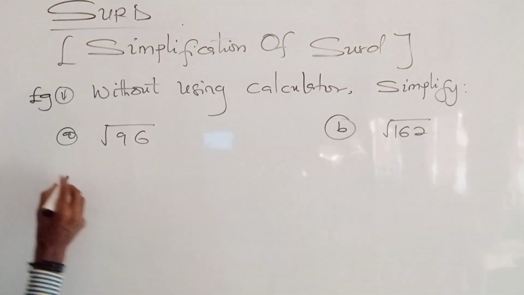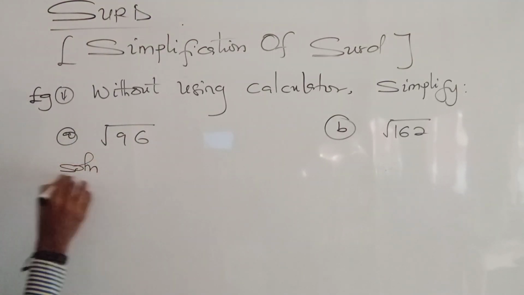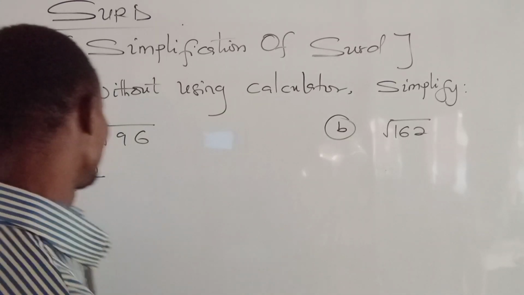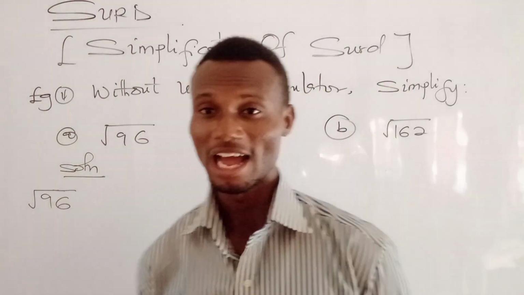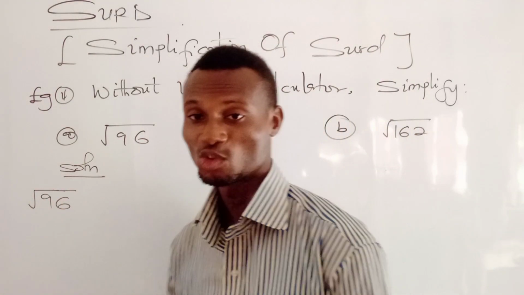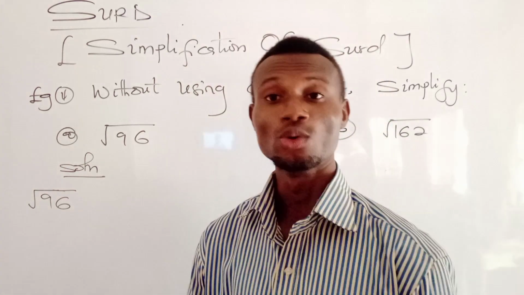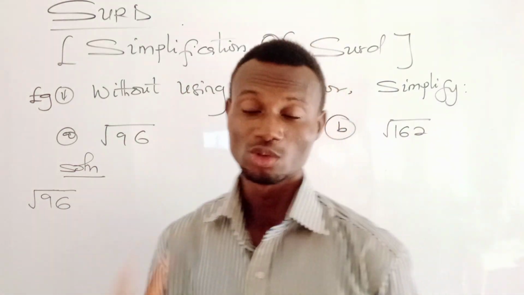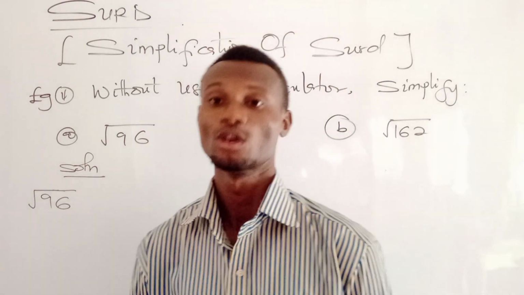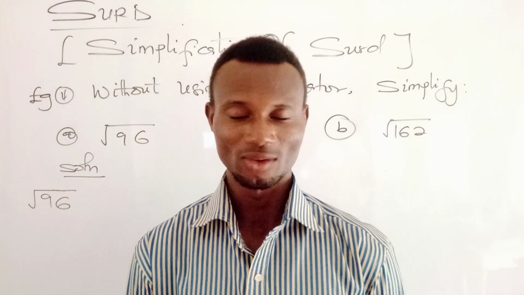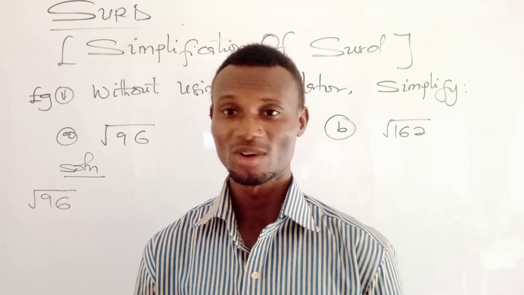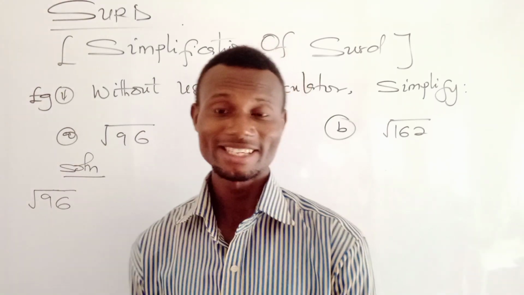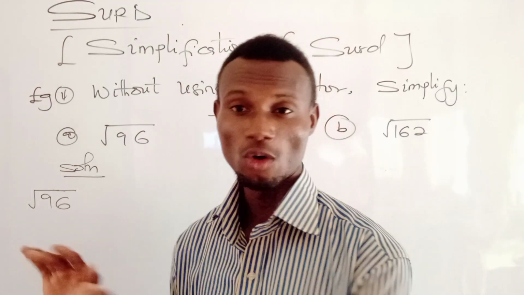So let me write my solution on the board. I have square root of 96. I'm to simplify this one, and in the previous videos I've explained to you that for you to simplify this one, the first step is that you look for two numbers that can multiply to give you back the 96. But those two numbers, one of them needs to be a perfect square. I hope you know what a perfect square is because I've explained it to you in the first video. So we are just applying that knowledge here. Let me go over one more time.